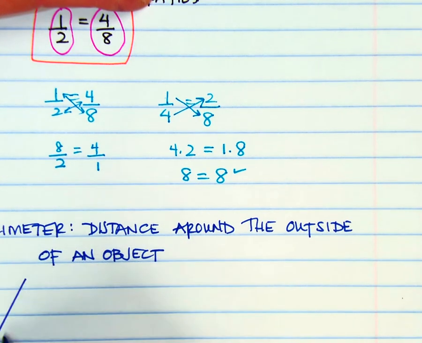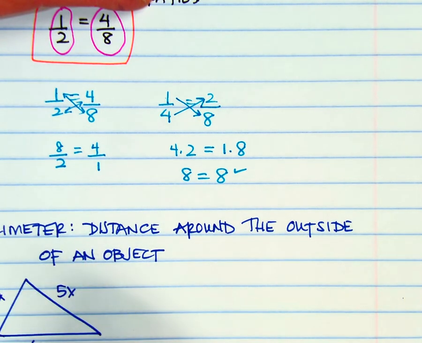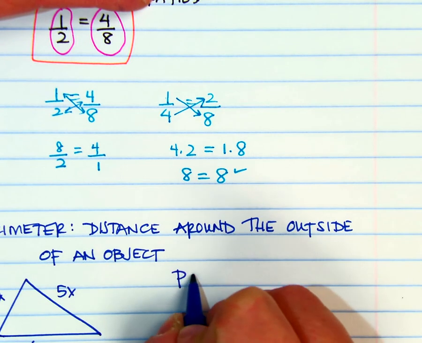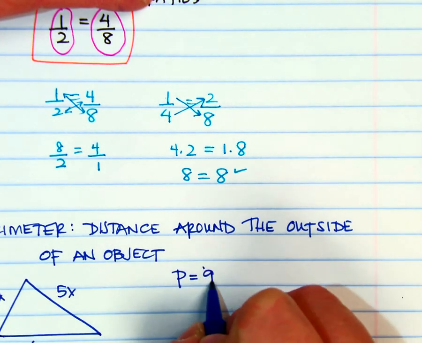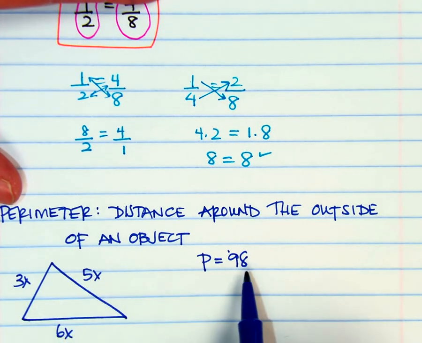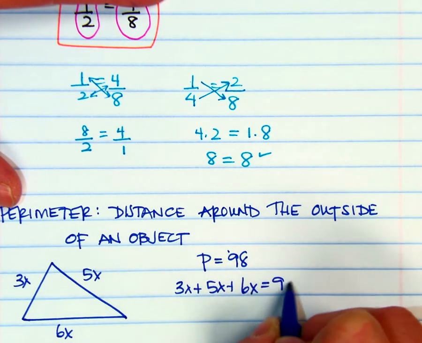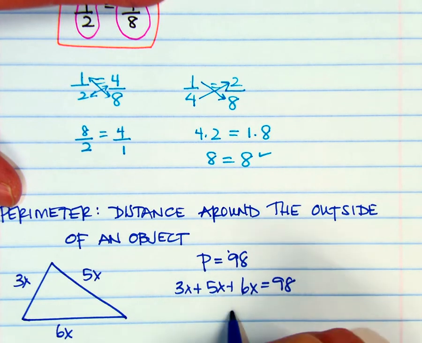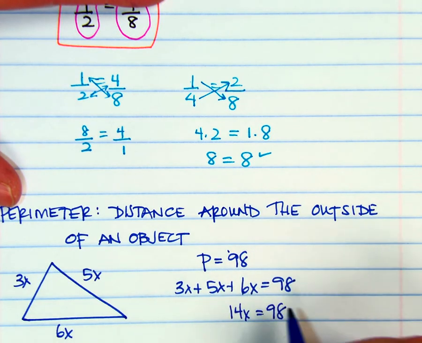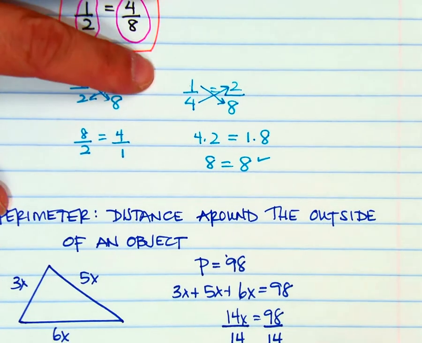If you have, for example, a figure and you have sides of 3x, 5x, and 6x, and I tell you that the perimeter equals 98. So if I look at this triangle, I should be able to add up the 3 sides and it should equal 98. So 3x plus 5x plus 6x should equal 98. 8x plus another 6 gives me 14x equals 98. Then we divide both sides by 14 and you get x to equal 7.